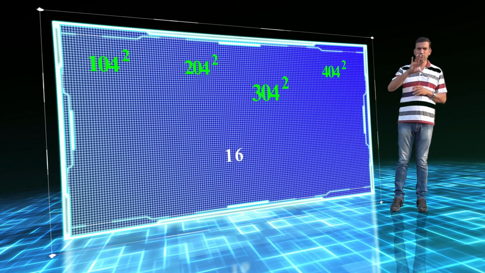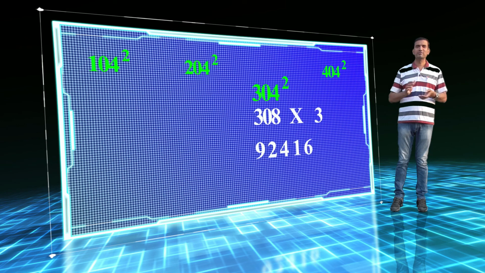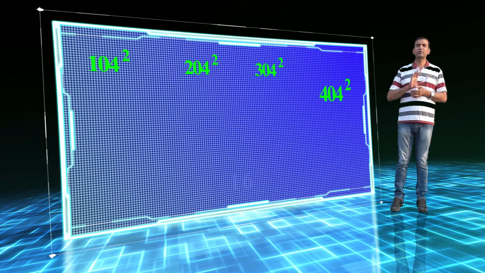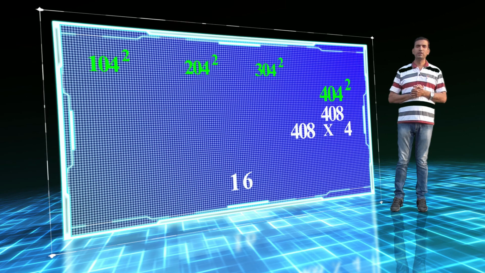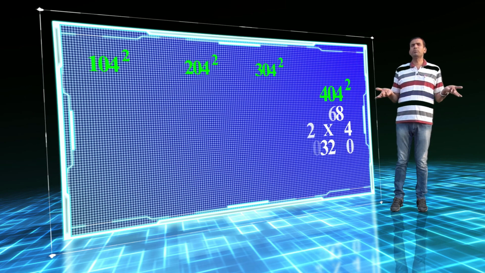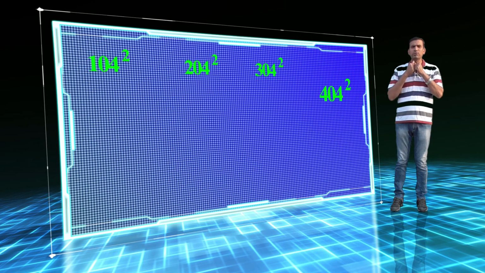If you consider 304, 4 squared is 16, it is fixed. Now 304 plus 4 is 308. 308 times 3 is 924, so 92416. Now let us try 404. It is extra 4. 4 squared is 16. 404 plus 4 is 408. Now 408 times 4 is 1632. So 163216. This is your result. So this is the process. You can find the squares instantly.